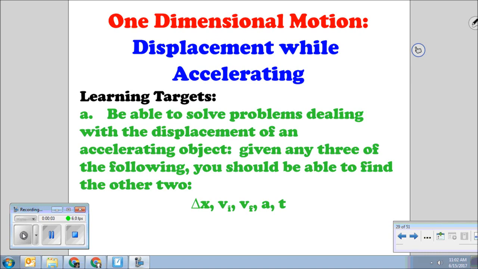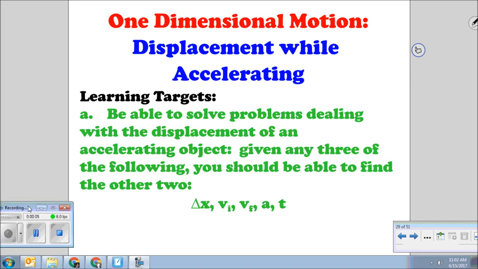All right, here we go. Welcome to today's physics lesson. Today, we're going to be working some more with one-dimensional motion. We're going to focus on how you deal with the displacement of an object that's accelerating.